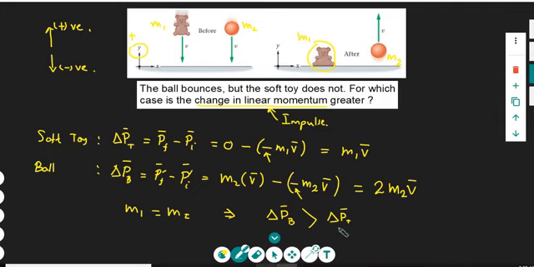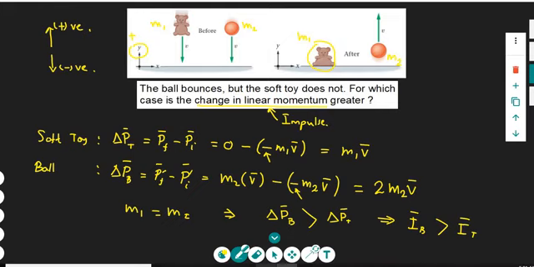Okay, so this is something important. If you see a bouncing object, the change in the linear momentum for that bouncing object is larger compared to an object that just falls and then comes to rest. So the change in linear momentum, what does that mean? There's a larger impulse. So that means the impulse of the ball is larger than the impulse of the soft toy. That is also something that we can conclude.